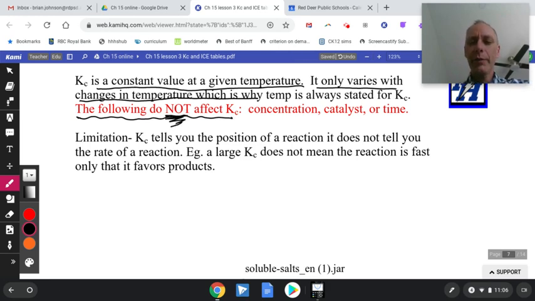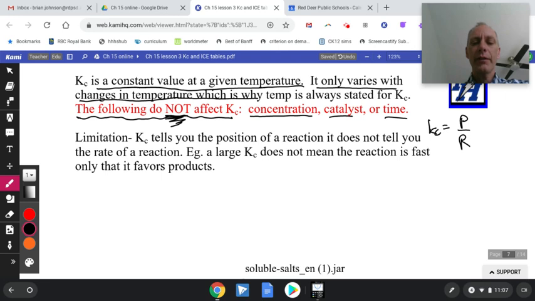The following do not affect the equilibrium constant. This is hard to believe, but if you change the concentration, it does not change the equilibrium constant. Your final ratio ends up being the same. If you add a catalyst, it doesn't change it. If you vary the time for the reaction, it does not change it. All three of those do not affect the final ratio of products to reactants. That is a constant value for any given reaction, and it does not change, only temperature does.